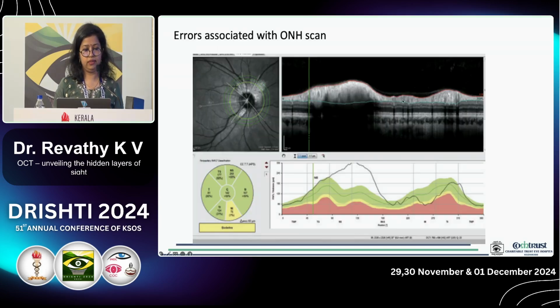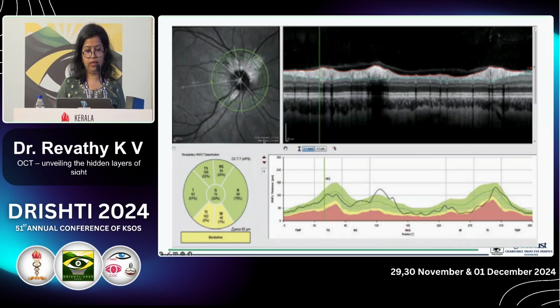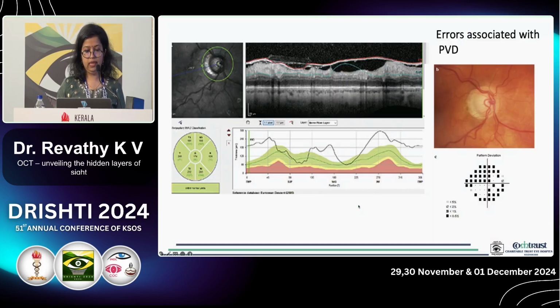For example, errors associated with the optic nerve head scan: here you can see they used a 3.5 circle. In the myelinated nerve fiber layer, there is no proper segmentation, resulting in a thicker retina. When we use the 4.7 circle scan, you can see the retinal thickness is comparable with the database. Next, associated with PVD, you can see the segmentation is again not proper here. The inner plexiform layer and the internal limiting membrane are not segmented, resulting in a very thick retina. Even though the disc and the visual field are showing glaucomatous changes, the OCT appears all green in color.